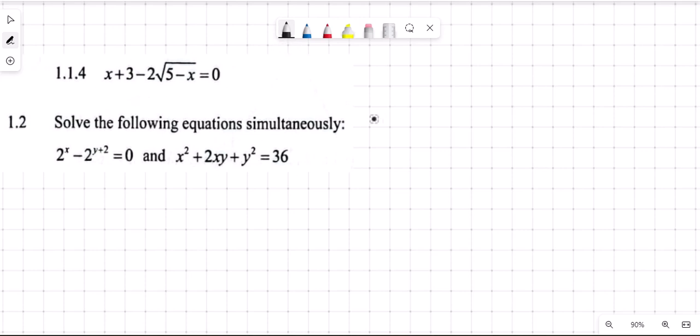Let's check here, 1.1.4. We have x plus 3 minus 2 square root of 5 minus x equals 0. What we can do is transpose this part to the other side so that we can have the square root equation. So we're going to have x plus 3 equals 2 square root of 5 minus x. That's what we can have.